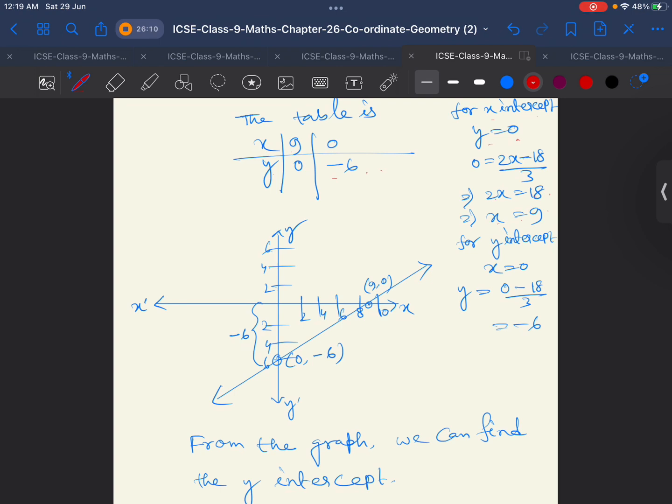So now we plot these points in a graph. So here (9, 0), this is the (9, 0) point, and this is (0, minus 6). Now we draw a straight line. This is the straight line.